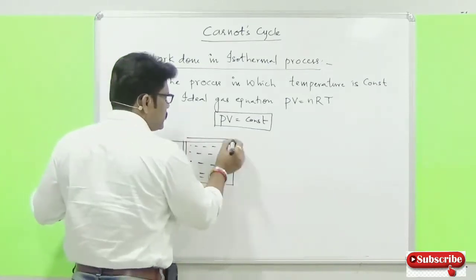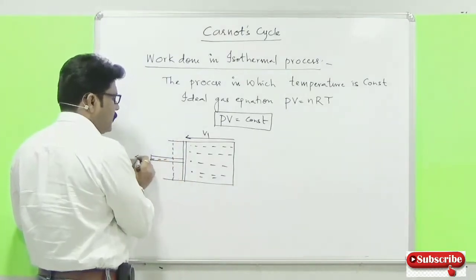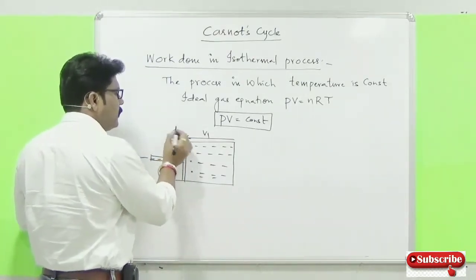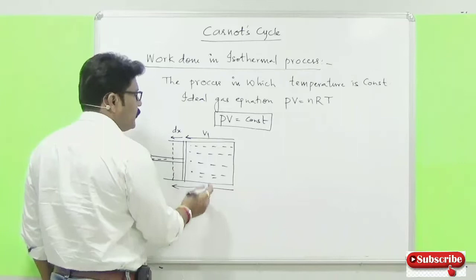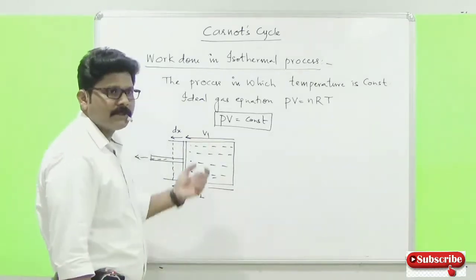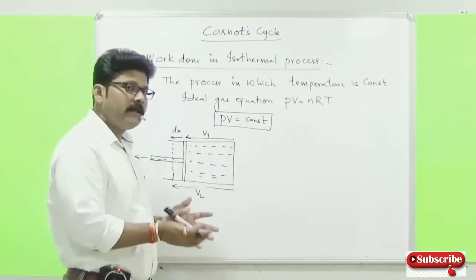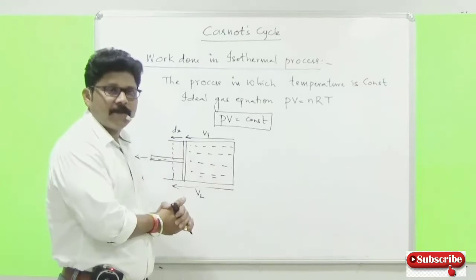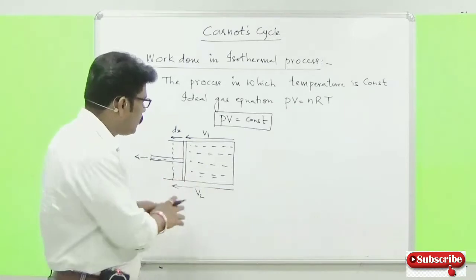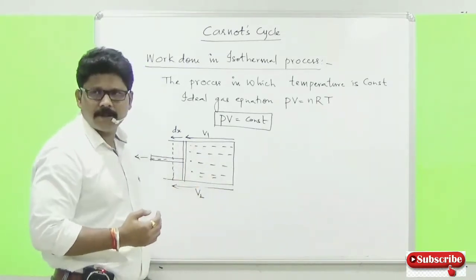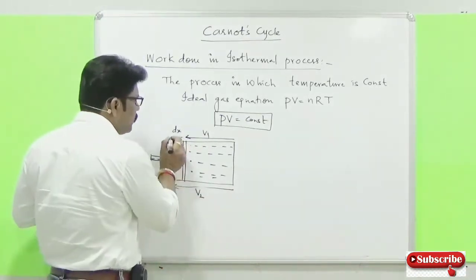Now let us take this as V1. The piston moves a distance dx, so the volume increases to V2. Initial volume is V1, final volume is V2. So work is done by the gas. Who is pushing the piston? This gas is pushing it in the backward direction. So V1 and V2.